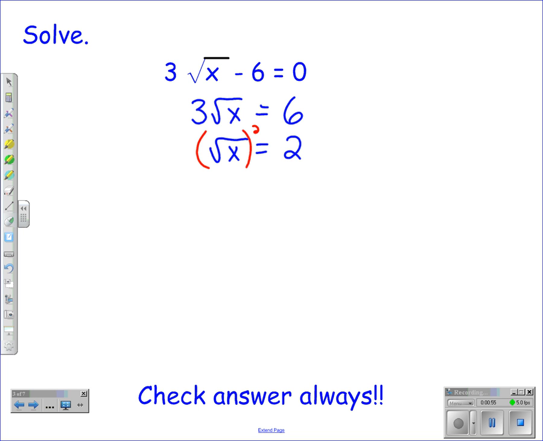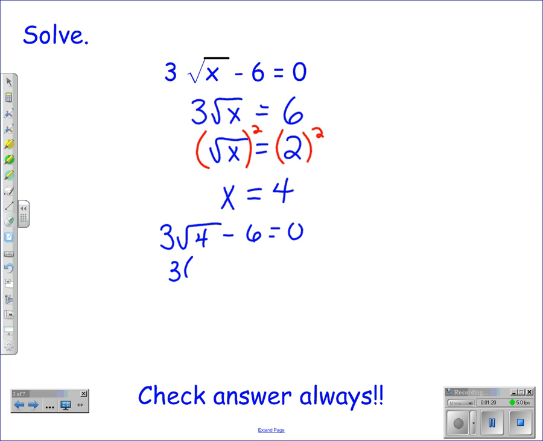Now that we have that isolated, we can square both sides of our equation so that we get rid of the square root sign. The left-hand side will just give us plain old x, and the right-hand side will give us 4. Substitute that answer back into the original equation and make sure that that works for our equation.